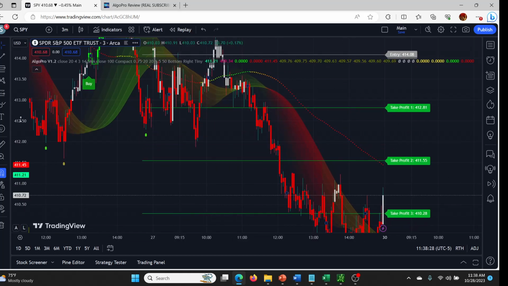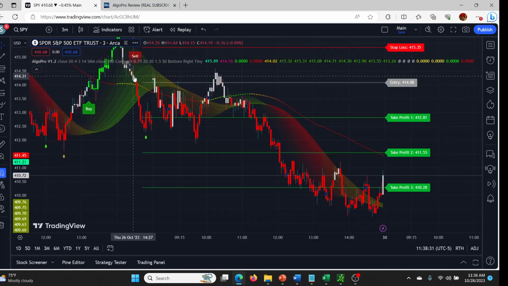The move I captured was from the entry price of 414-ish down to here, the first take profit. Often I'll scale out, so I'll take some profit here and then set a stop loss at break even. So basically once you've hit that first profit target, you're not going to lose money, because if it comes back up to the entry point, you get out. That's just the way I've been playing it. It's one strategy that you could use around this.